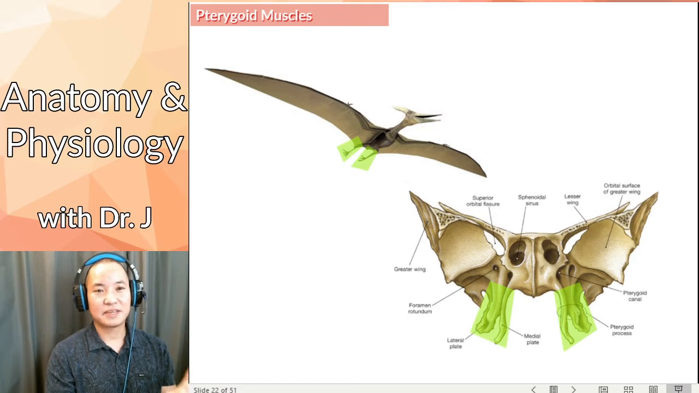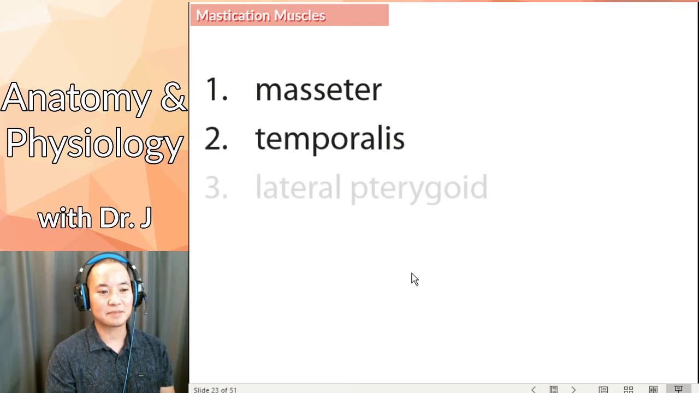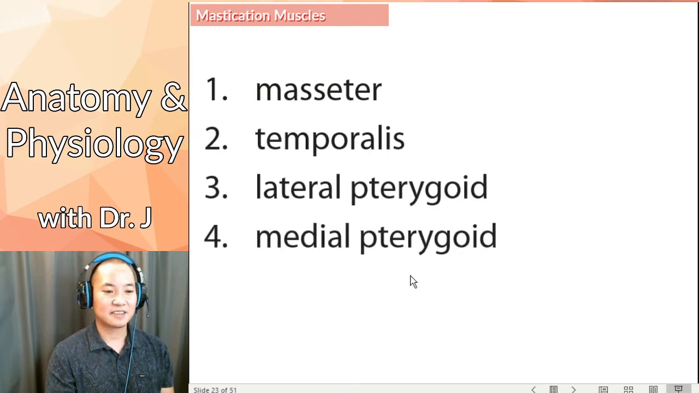There are only four main muscles of mastication. These are the prime movers: the masseter, temporalis, lateral pterygoid, and medial pterygoid. A common mistake is saying the buccinator or orbicularis oris. They help with chewing, but they're more like accessory muscles that help keep your food in your mouth. They don't actually assist with the elevation and depression and that mashing movement of your jaw when you chew. So these are the primary movers of mastication. Only four. I think that's a really doable list.